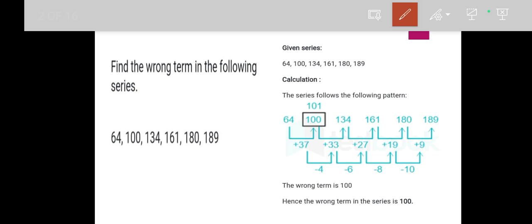When you find the difference of each term, you get numbers in a different pattern. So when you use 101 in place of 100, you get the pattern in the second difference as 4, 6, 8, 10, 12 as follows. So let us go to the second question.